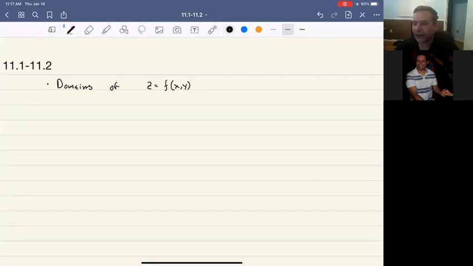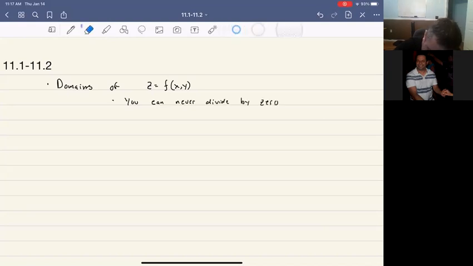This starts just as you would in one dimension, y equals f of x, with basic rules. First rule, you can never divide by 0. Let's call that rule 1. Rule 2, you cannot take the square root of a negative number.